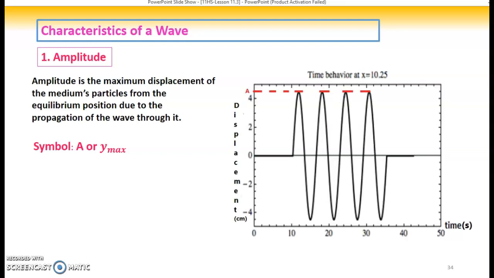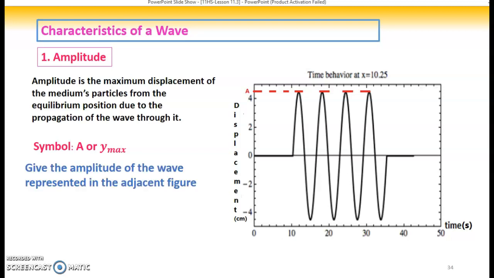The following diagram represents the variation of the displacement of the medium's particles through which the wave propagates as a function of time. So the dotted line mark here represents the maximum point. The distance from the equilibrium position to the maximum point is the amplitude. So give the amplitude of the wave represented in the adjacent figure.